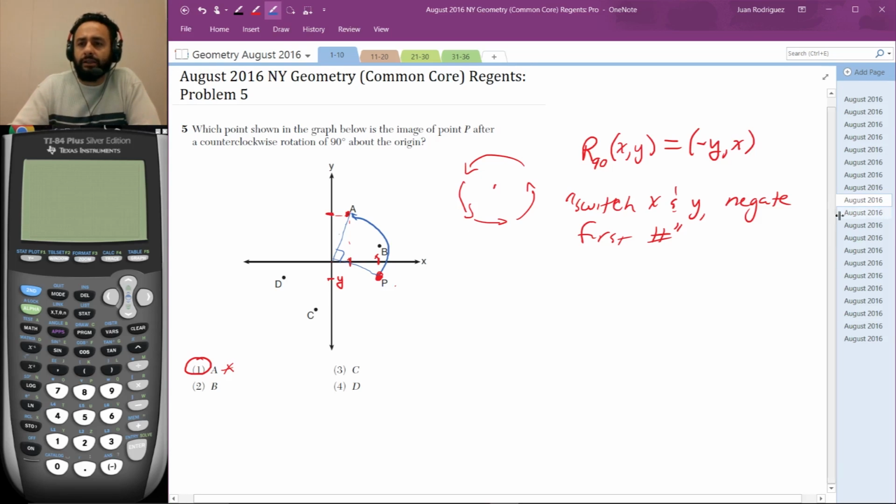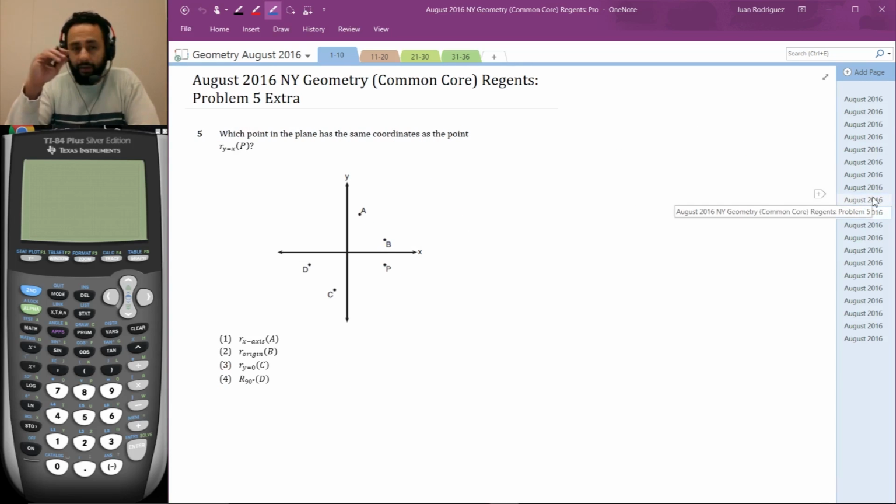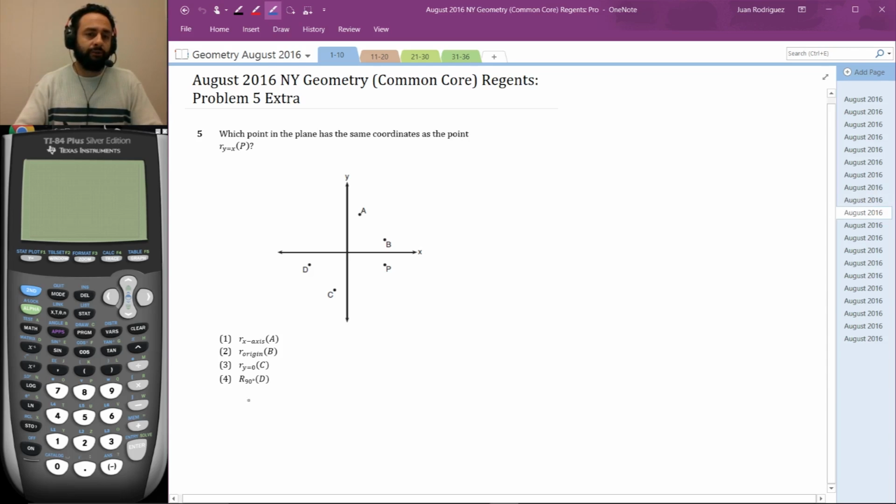Okay, this is a sample problem that was created by us. Which point in the plane has the same coordinates as the point r y equals x of P, the reflection over y equals x of the point P? And then there's a bunch of transformations of the remaining points. It does help to know that the reflection over the line y equals x of a point P, which has coordinates x comma y, is the point y, x. In other words, you switch the x and the y.